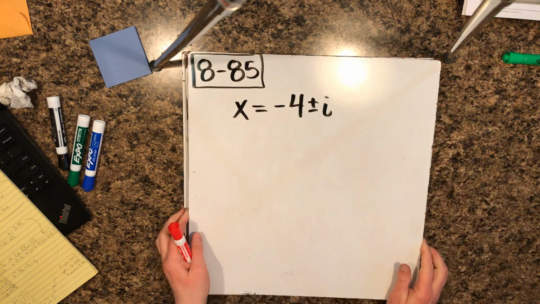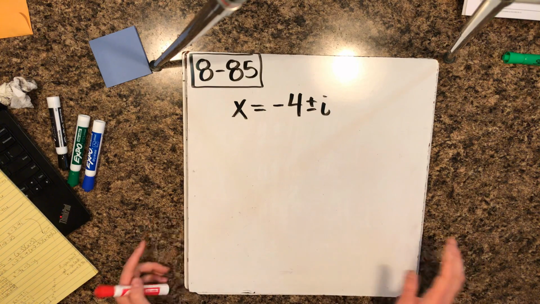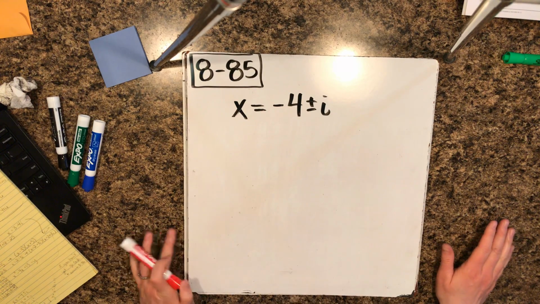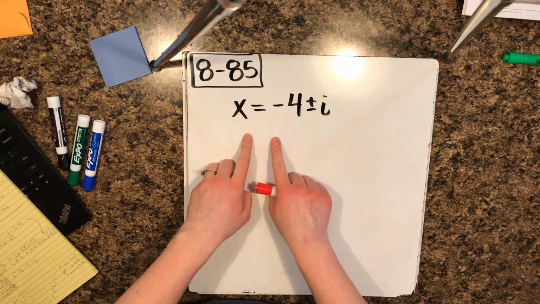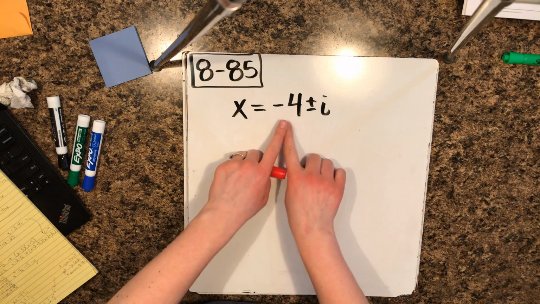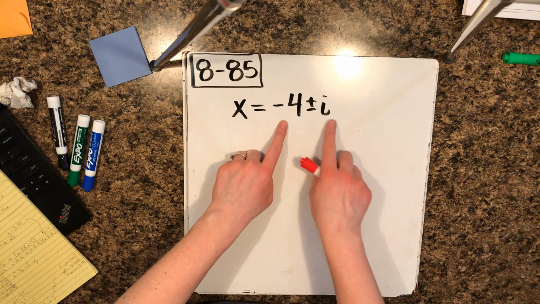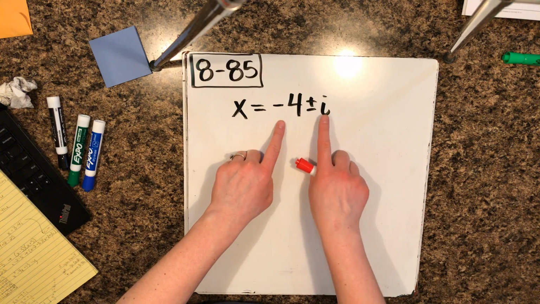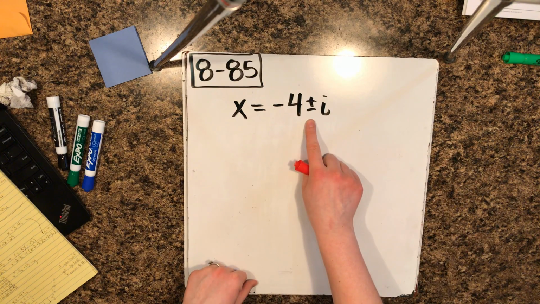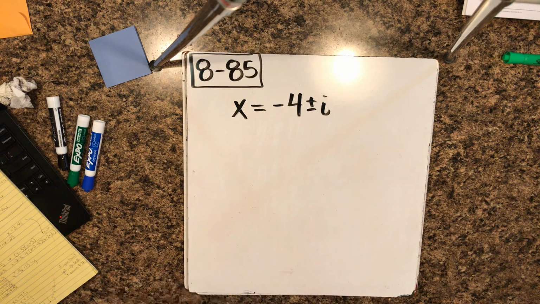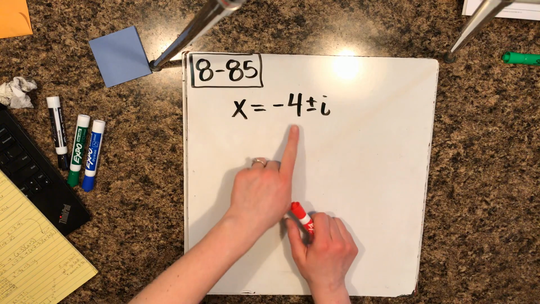Last one, 8-85. Most students find this one to be the one that they like the most. They find it the easiest. So this person has written, instead of writing the two roots out separately, negative 4 plus I and negative 4 minus I, they've squished it together with the plus or minus. And they're going to kind of undo until they get to an equation.